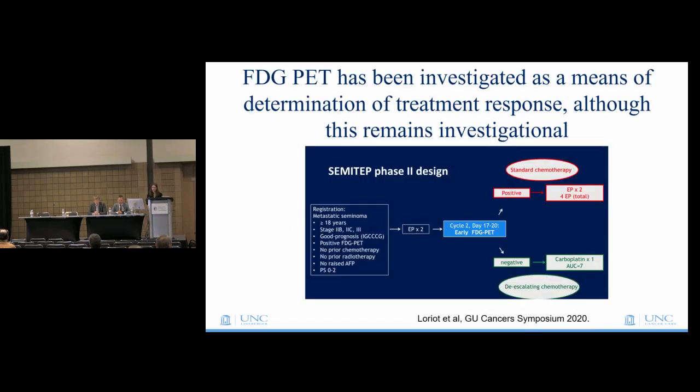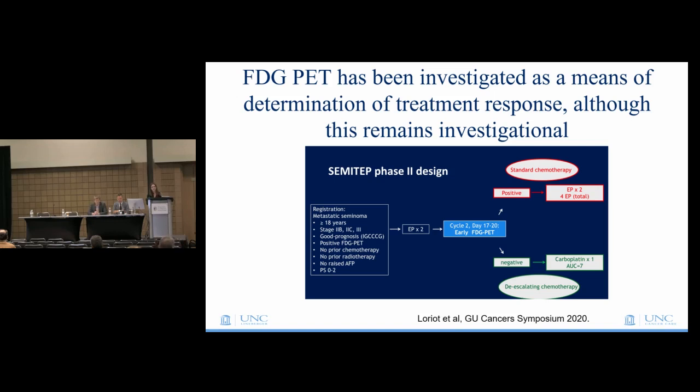Now, to move on to some of the clinical trial work that's been done, the question is, if PET has such a good negative predictive value in seminoma, can we use it earlier in treatment to actually de-escalate chemotherapy? This is the CME-TEP trial that was presented at GU ASCO 2 years ago. Essentially, they took a cohort of patients with good risk seminoma, gave them standard EP times 2, and then did a PET halfway through chemotherapy to look at response.